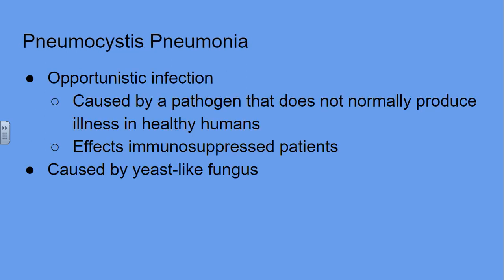Pneumocystis pneumonia is an opportunistic infection. It's caused by a pathogen that does not normally produce illness in healthy humans. So this is what would mostly affect those who are immunosuppressed. They might have some sort of disease or cancer. This is typically caused by a yeast-like fungus.